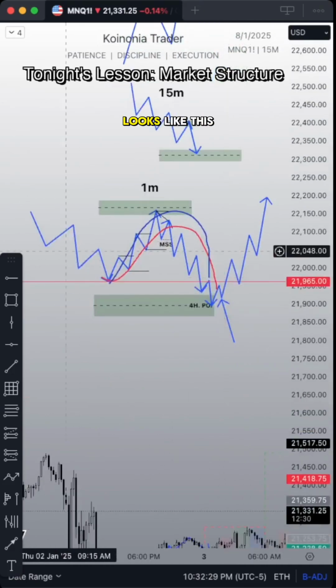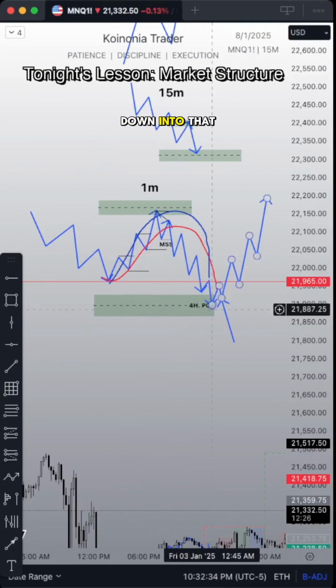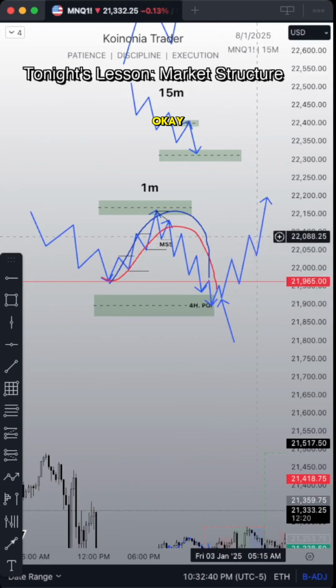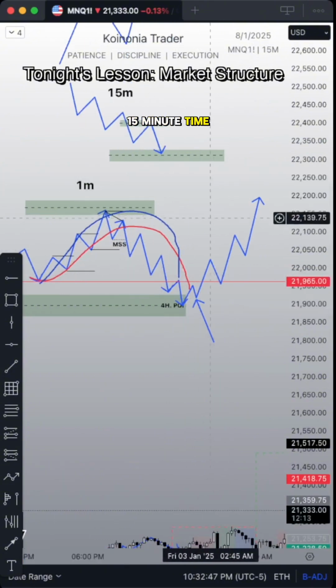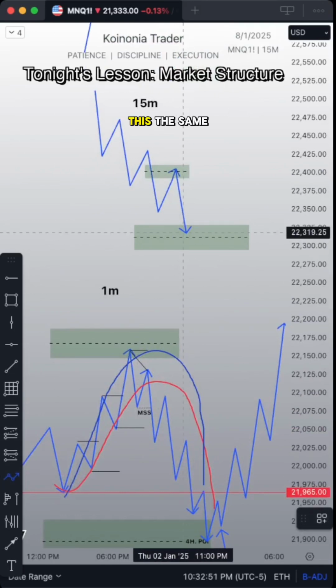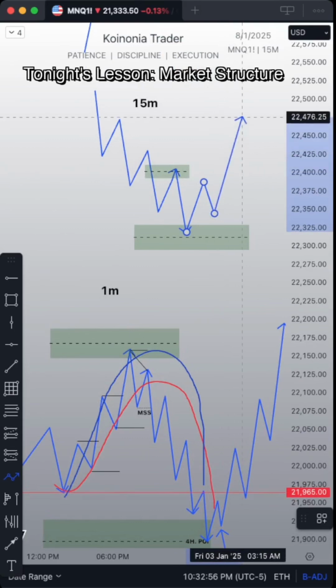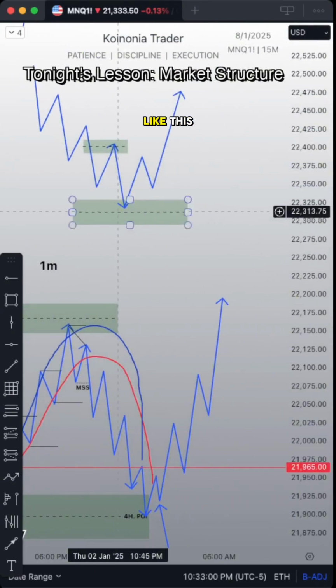The 1 minute looks like this. It's a drop, to a rise, to a drop down into that 4 hour point of interest. And now on the 1 minute, once it starts to reverse here on this 4 hour point of interest, it is now creating on the 15 minute time frame the same thing that happened on the 1 minute. So now this reversal here on the 1 minute is looking like this.